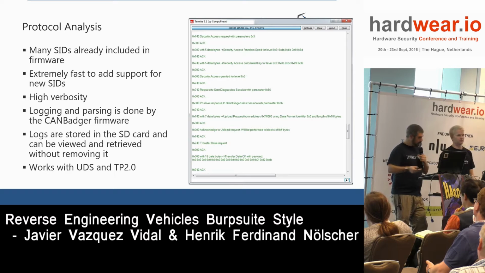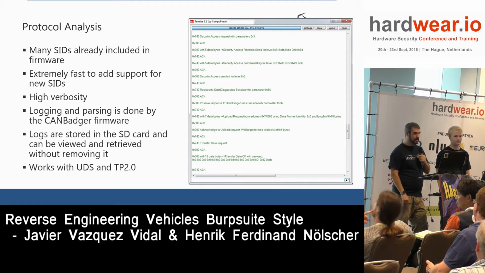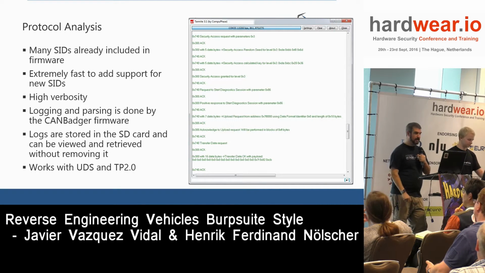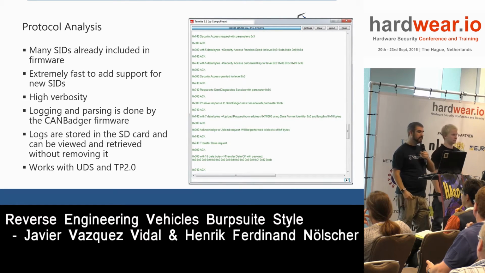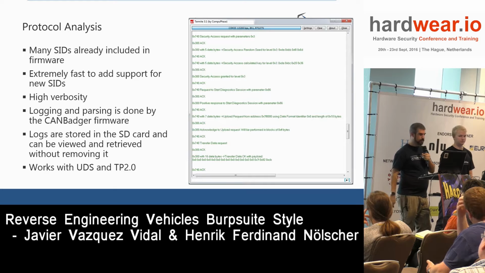Like we were mentioning earlier, everything is done by the CanBadger firmware. You don't need to install anything, just have a terminal. And the logs are stored in the SD card, just to make it more standalone. They can be either viewed or retrieved from the CanBadger over the GUI without having to remove it. And it works with both UDS and Tunneling Protocol 2.0.